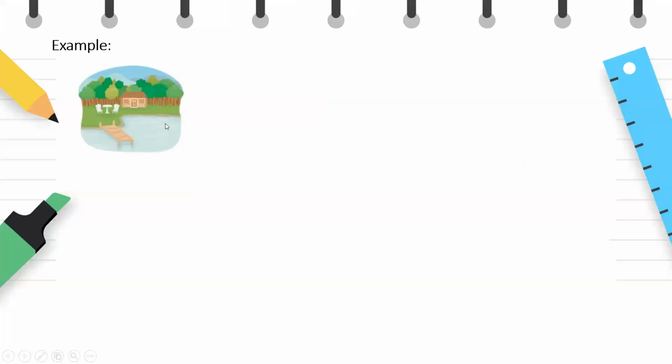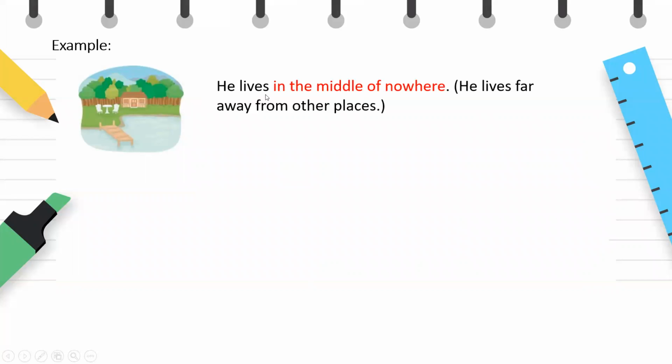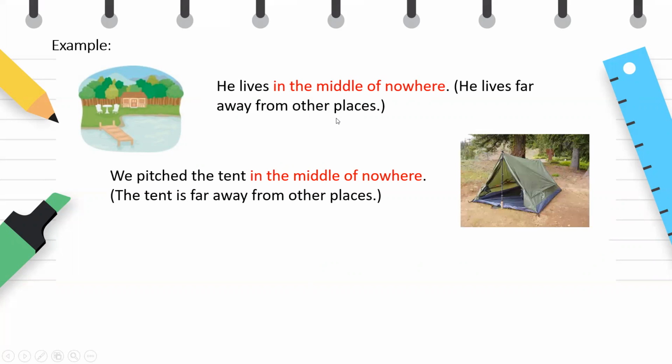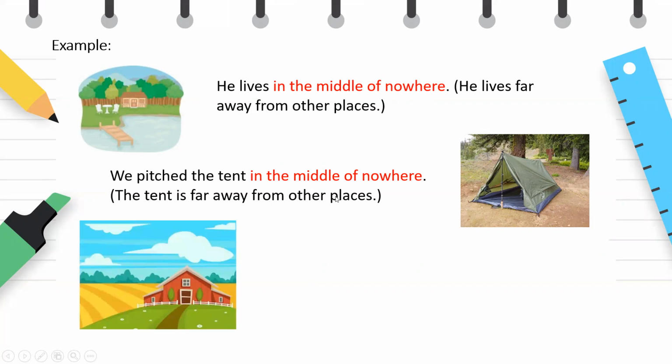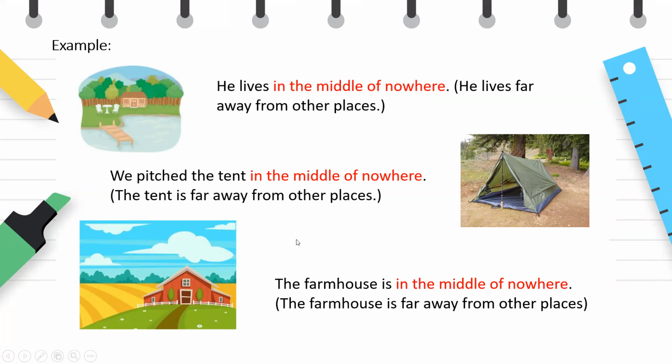Let's look at more examples. He lives in the middle of nowhere. This means that he lives far away from other places. We pitched the tent in the middle of nowhere. The tent is far away from other places. The farmhouse is in the middle of nowhere, again with the same meaning.